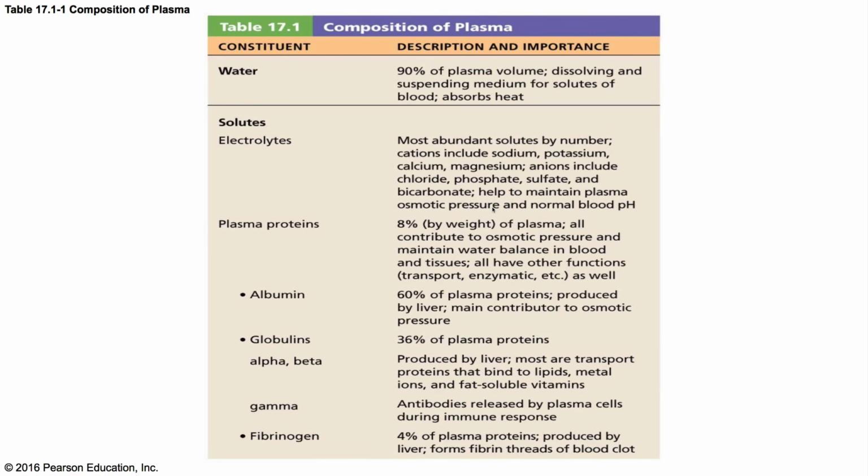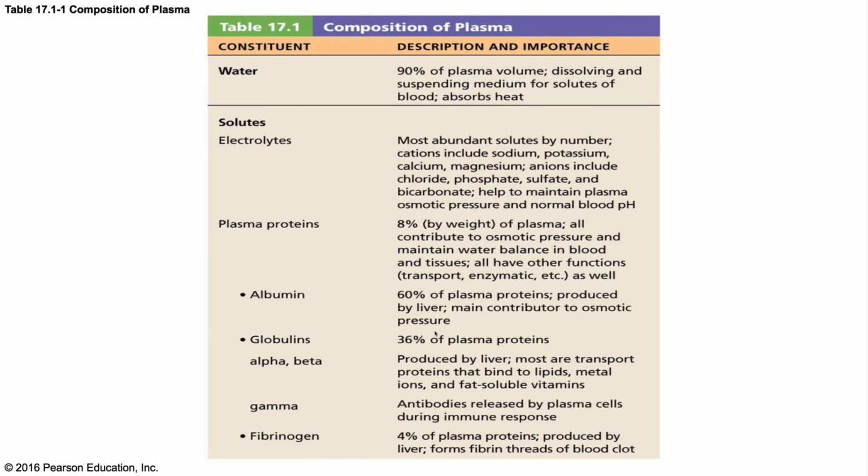So remember, the range is 7.35 to 7.45, and the average is 7.4. So keep this in mind. Do not forget this number. Very important. Moving forward with the plasma proteins, they account for about, again, 8% by weight of plasma, and they contribute to the osmotic pressure. In addition to that, they have functions such as transport and enzymatic activities.